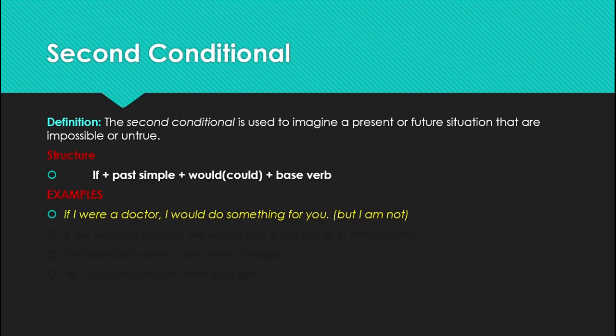Now, if I were a doctor, this is a condition, if clause, and you see it is in the simple past. Normally, we use was with the verb, but here we are not using was, but we are using were. Reason is that the situation is not true. If I were a doctor, I would do something for you, but I'm not. I'm not a doctor. Currently I'm not a doctor, so this situation is not true.